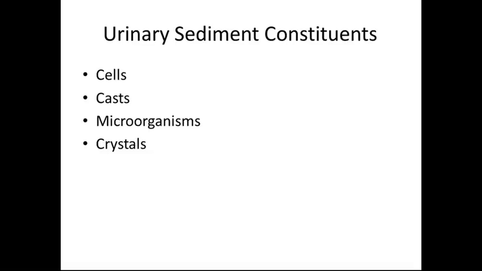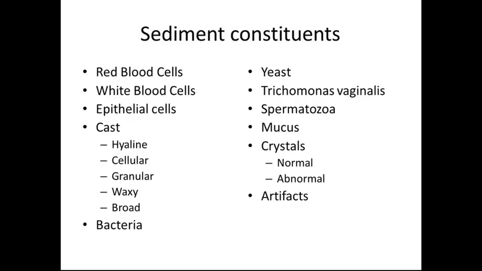Some things that we will find in the urine sediment are cells, casts, microorganisms, and crystals. Sediment constituents are red blood cells and white blood cells, which are typically abnormal in the urine sediment, and epithelial cells, which can be normal. Hyaline casts can be normal in small amounts, but cellular, granular, waxy, and broad casts are abnormal. There can be a minute amount of bacteria depending on the collection method, but typically high bacteria is abnormal. Yeast, Trichomonas vaginalis, sperm, mucus, crystals, both abnormal and normal, and artifacts can also be found in the sediment.